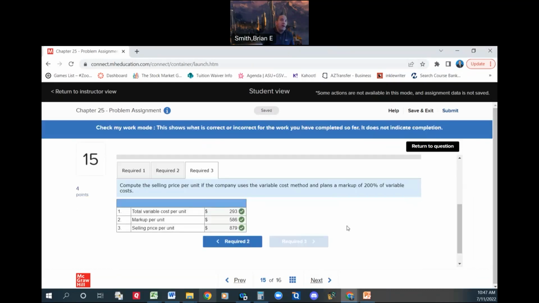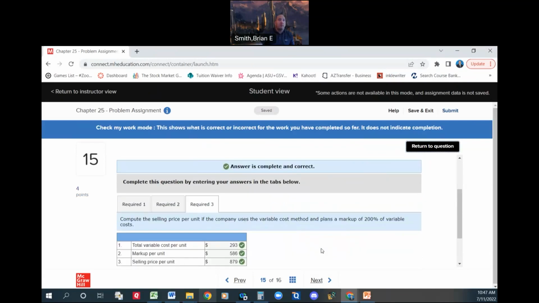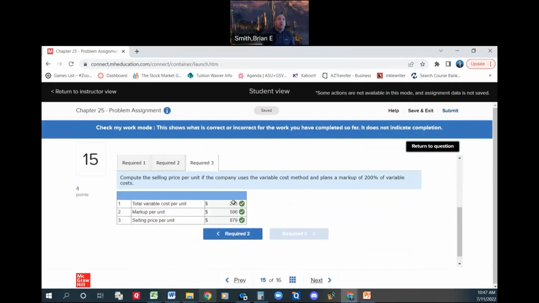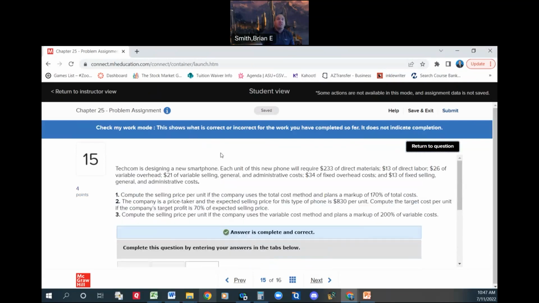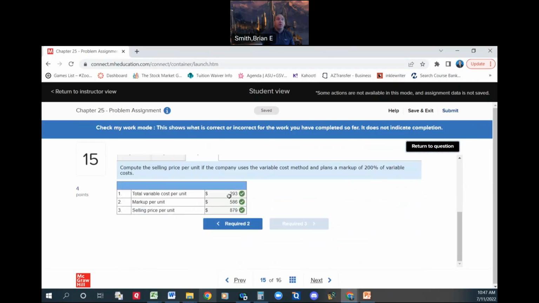Yay! Complete and correct. Okay. So we took variable costs, we added up all the variable costs that said were variable up here, added them, put them here. Multiplied this by 200% or 2 to get us what the markup is. Added those together to get us our selling price.